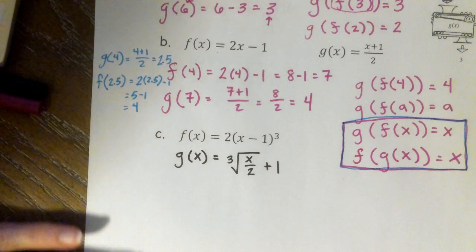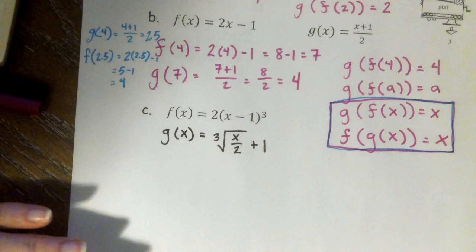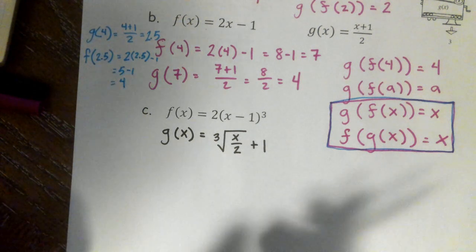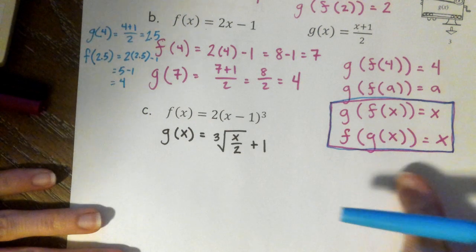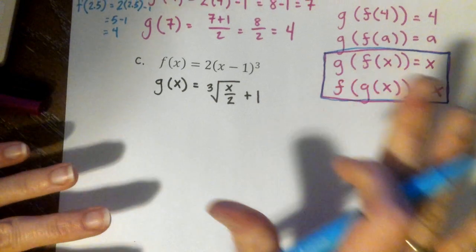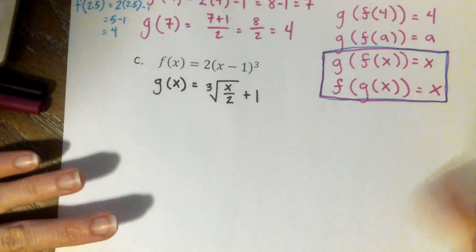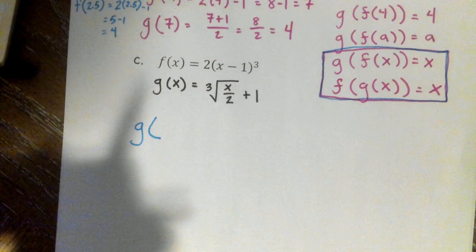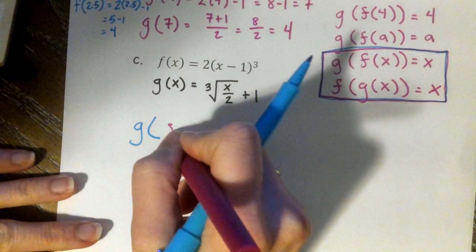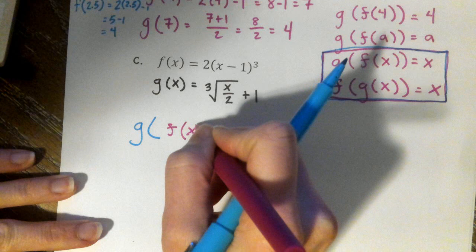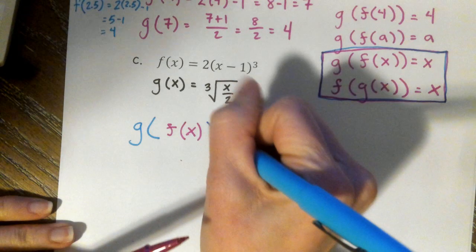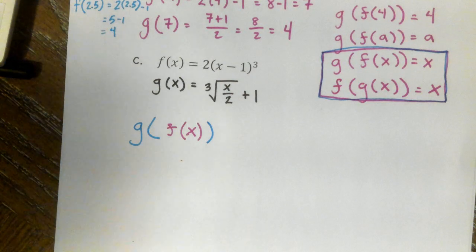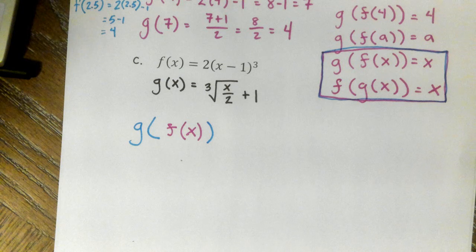You do not have to do it both ways. You can just do it one way. So I'm just going to do the top one since we've been working with that. So g, I'm going to color code it to make it easier. Okay, so g of f of x.